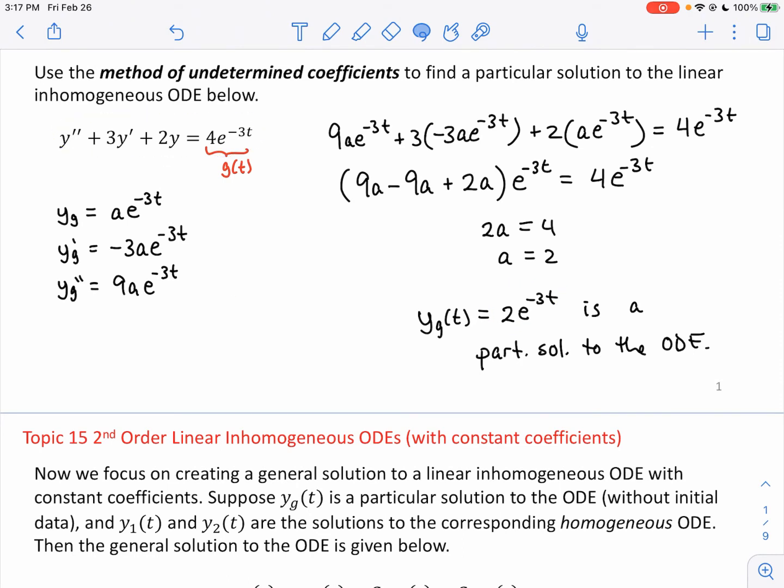Now, we don't know whether it's going to satisfy any sort of initial conditions yet, but we certainly know that it satisfies the differential equation. I leave it to you to verify that when you plug this in and do all the derivatives, the ODE is satisfied.